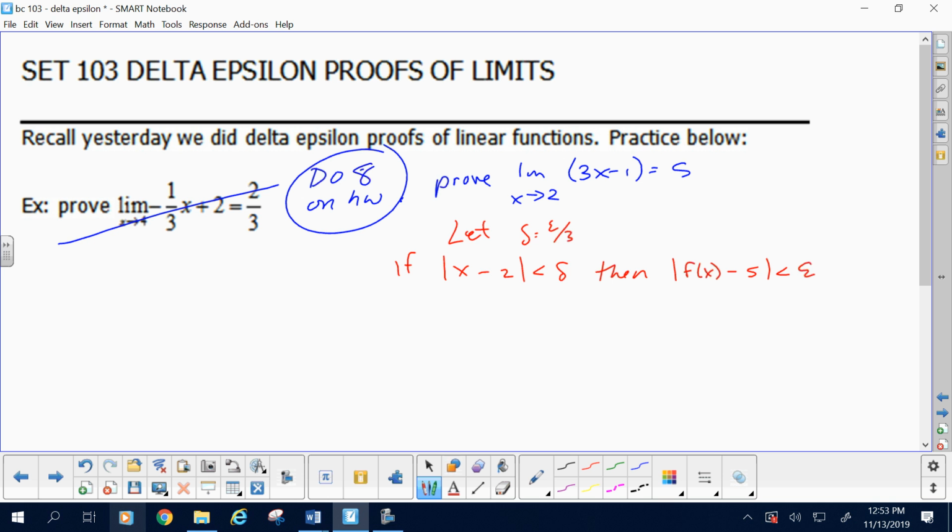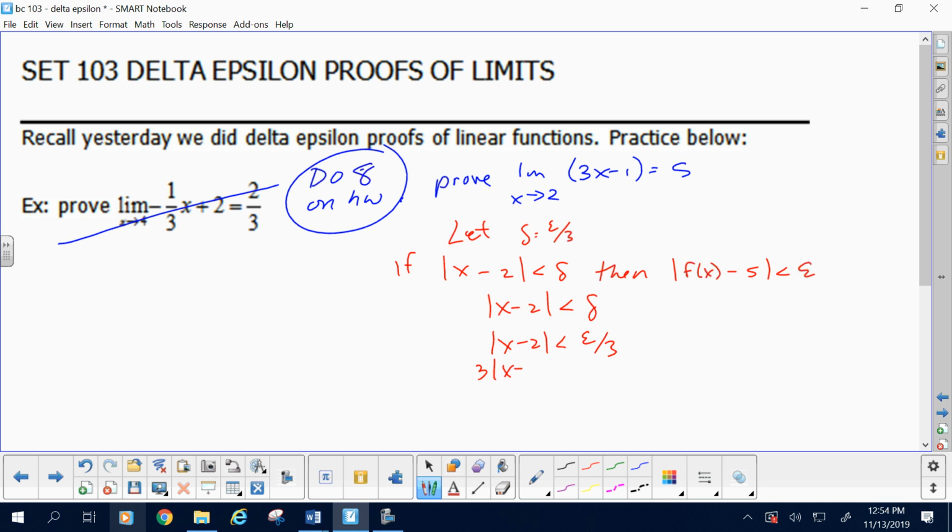All right, what part do I start with for my assumption that |x minus 2| is less than delta? Yes, I show that when that is a starting point, it must follow that this happens. Well, I just said delta is epsilon over 3. How do I get to f of x? What do I do next?